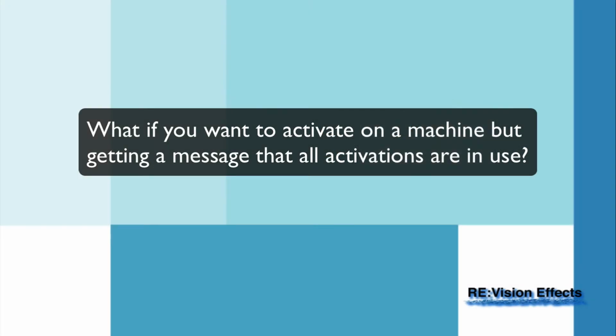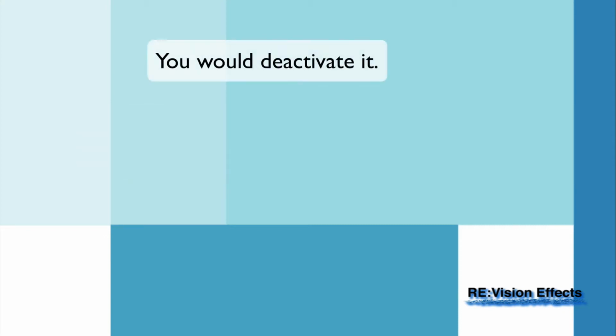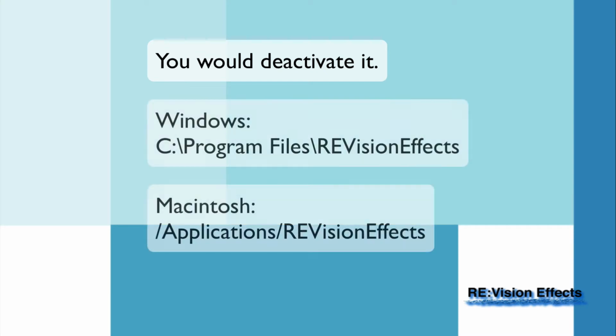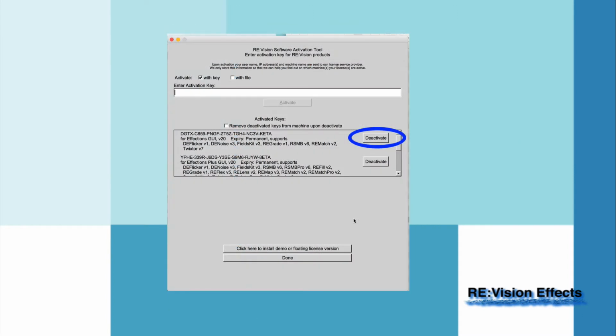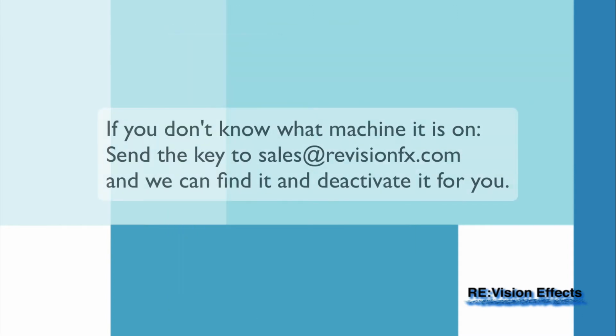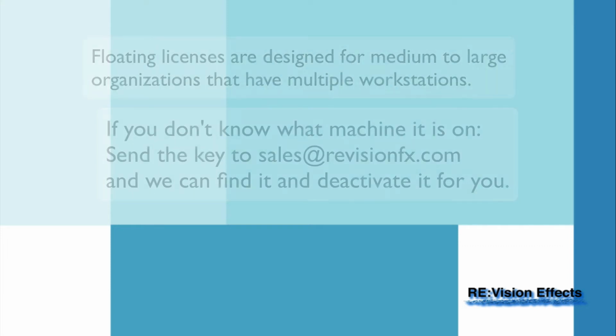What if you want to activate on a machine but are getting a message that all activations are in use? You would deactivate it. If you know which machine it's on, you can directly navigate to and run Revision Activate and press deactivate. If not, send the key to sales@revisioneffects.com and we can find it and deactivate it for you.